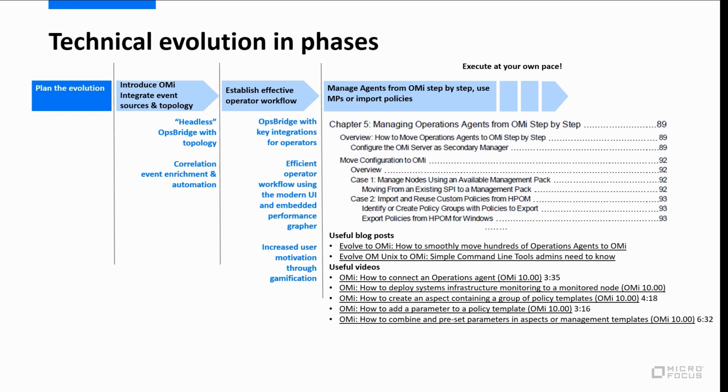If you decided to use one or more management packs, then watch our video How to Deploy System Infrastructure Monitoring. It's less than 4 minutes and explains how to get started. Deploying other management packs is very similar. For your custom OM policies, follow the evolution guide to import them into OMI. The benefit of moving the configuration to OMI is that you can easily tune and automate the monitoring configuration afterwards using OMI's parameterized policies. Two short videos explain how you can parameterize your existing policies and how you can group them into aspects.